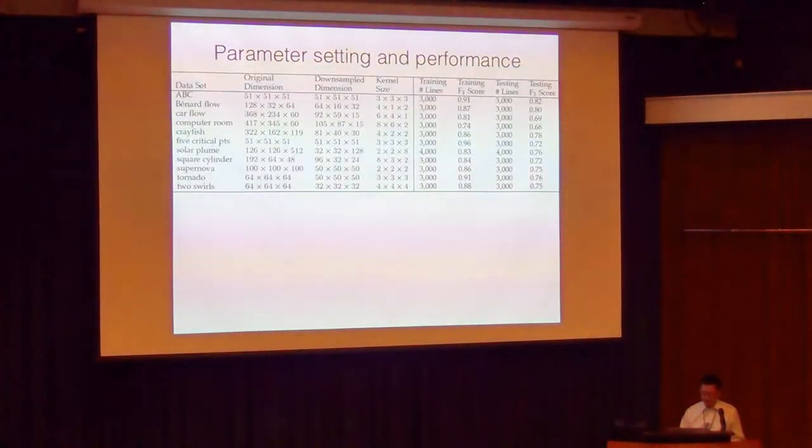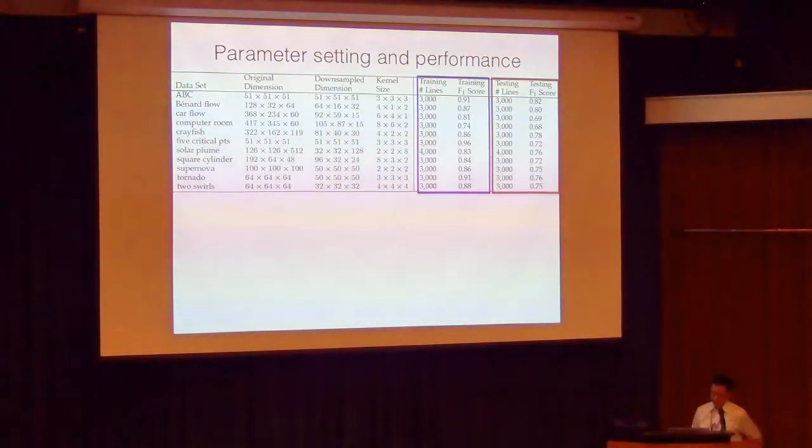quality. So here we show you a number of datasets we're exploring, and for the flow lines or streamlines, we render and trace around 3,000 or 4,000 lines. We're able to achieve a pretty good training score. If you look at the F1 score for the training on the left, under the blue box, it's about 0.8 or above, okay.